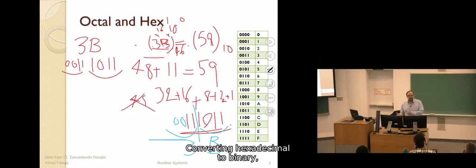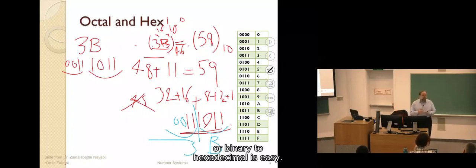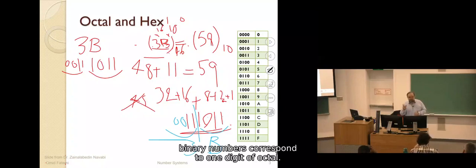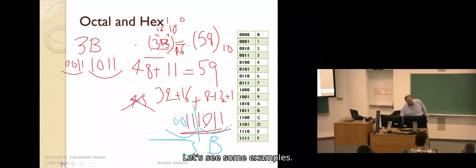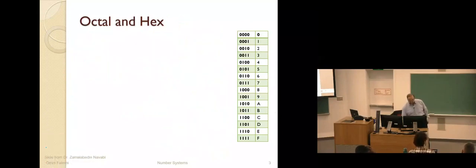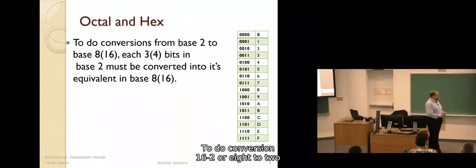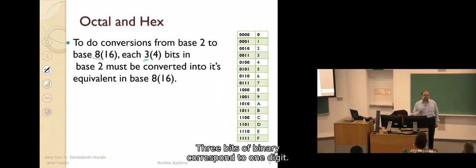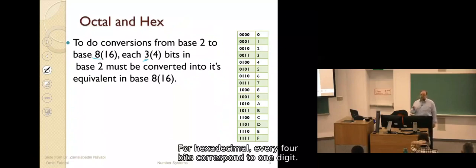Converting hexadecimal to binary or binary to hexadecimal is easy. It is almost the same for octal. For octal, there are 3 digits: every 3 digits of a binary number correspond to 1 digit of octal. So let's see some examples. To convert from 8 to 2, each 3 bits of binary correspond to 1 digit. For hexadecimal, every 4 bits correspond to 1 digit.